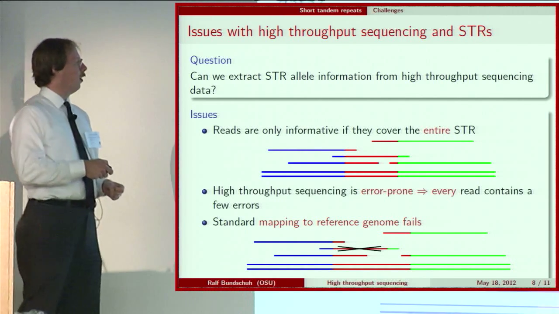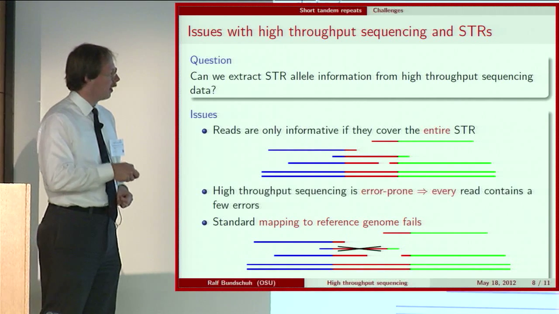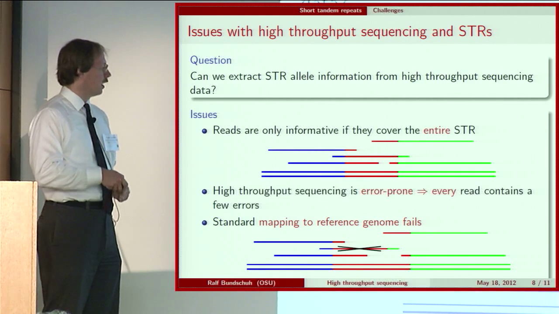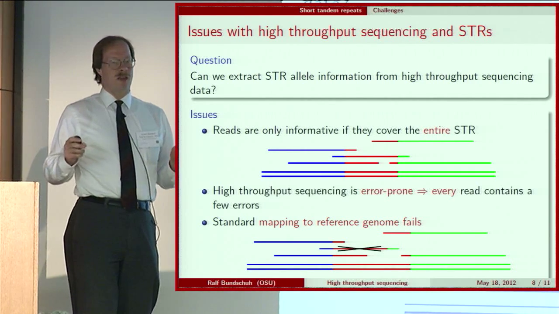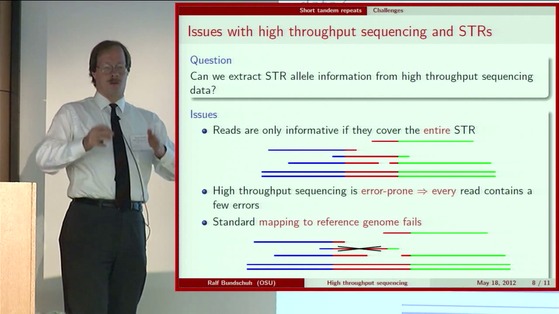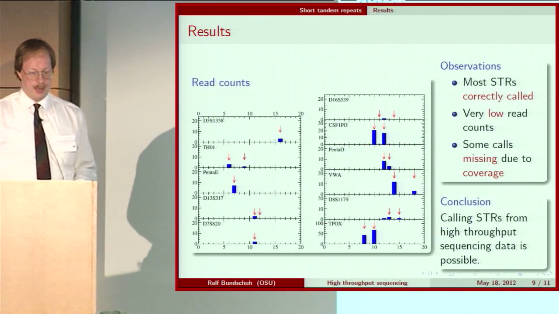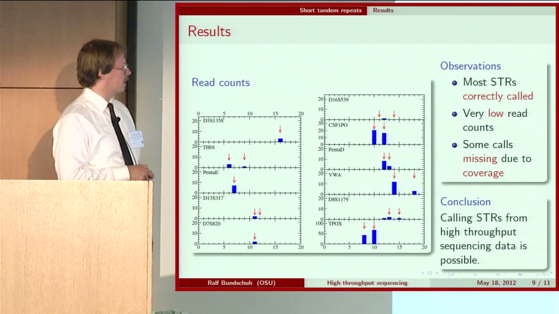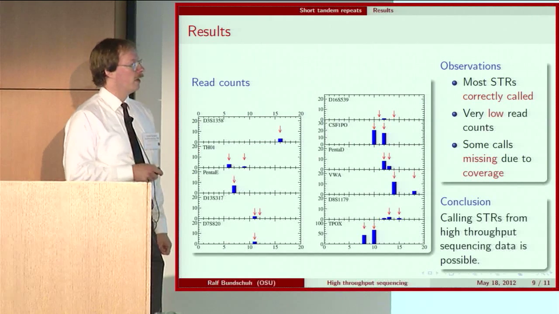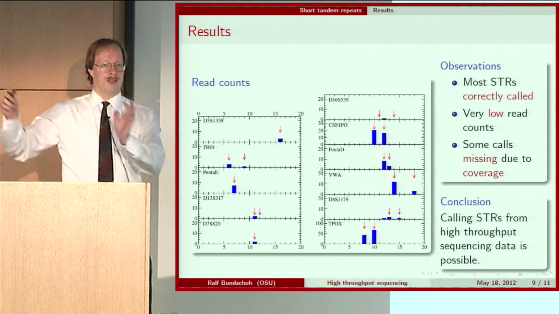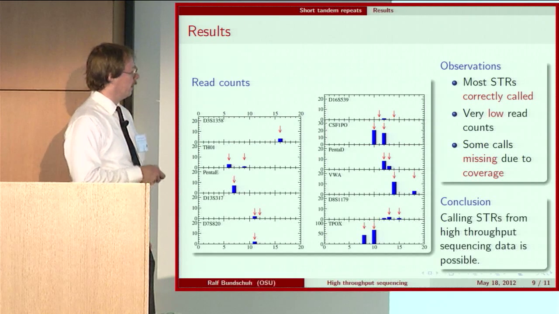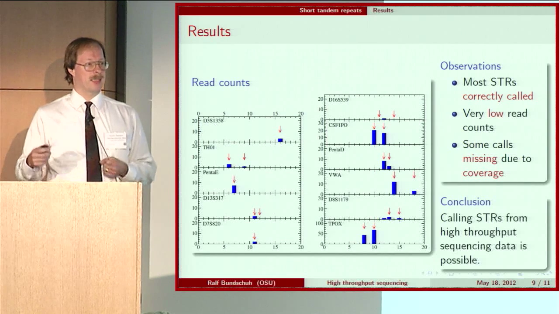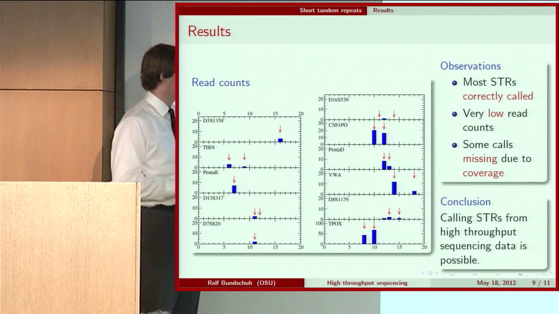It turns out that the only reads that actually help you are the ones that cover the STR from beginning to end, but the regular mapping approaches just throw those reads out because they say, oh, this doesn't look like the reference if this read has a different number of repeats than the one in the reference. And what I show you here is just a summary. The red arrows are the reference data set, what the actual FBI kit is telling us. And the blue bars are the read counts that we get with our specialized algorithm based on a large sequencing data set.